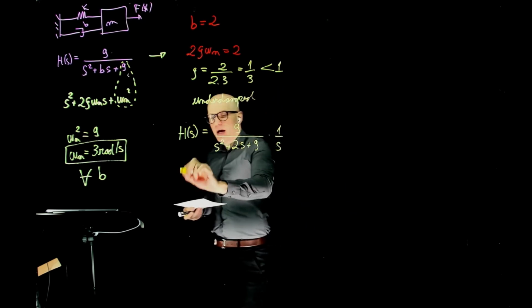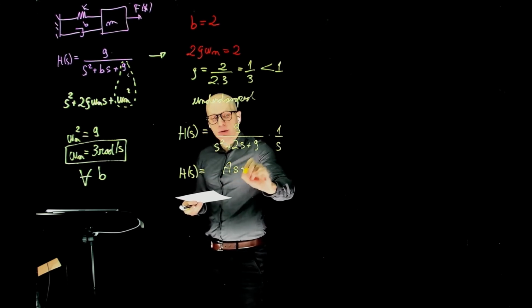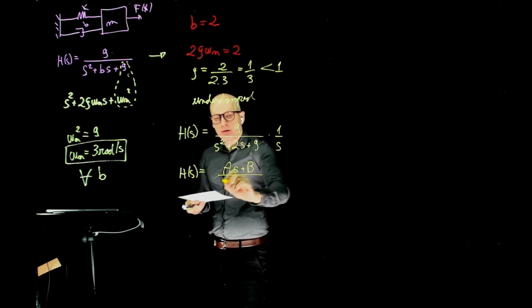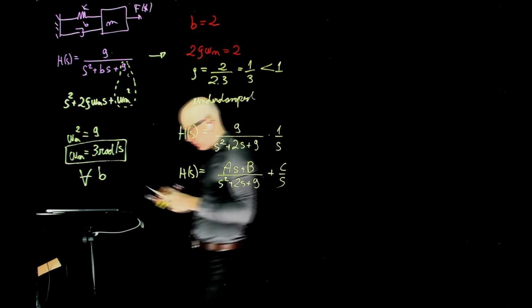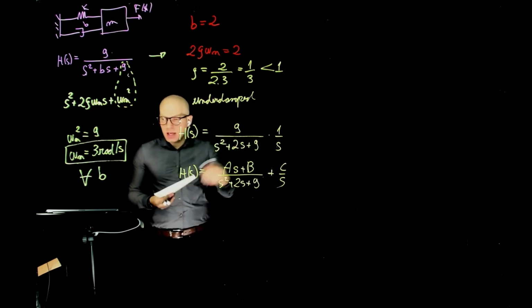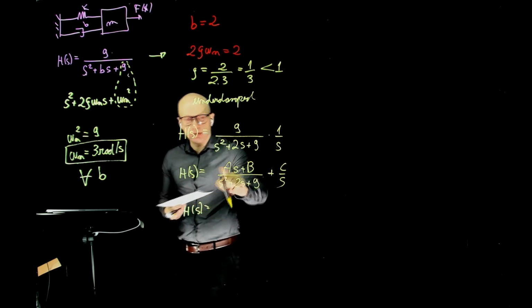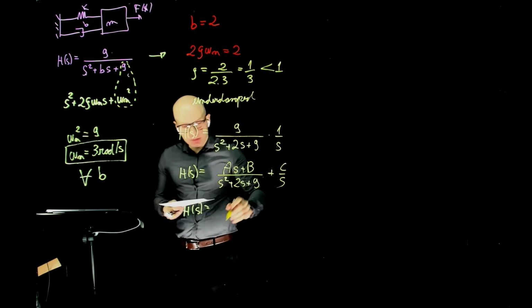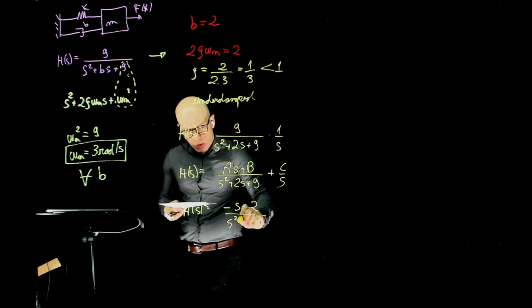And when you do that, we'll need to write this in the format of (as plus b) divided by (s squared plus 2s plus 9), plus c over s. And again, we can do the partial fraction decomposition, and you'll find the values for a, b, and c. I'm going to give them to you here. A is -1, b is -2, and c is 1.